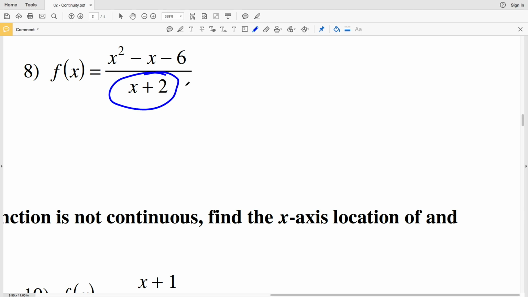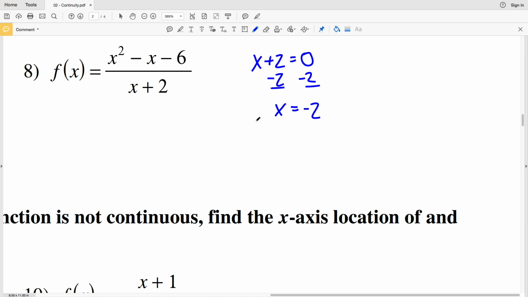For number 8, our function has a point of discontinuity when x plus 2 equals 0. So I'm going to subtract 2 from both sides to get that x equals negative 2. So my point of discontinuity is at x equals negative 2. That means from negative infinity to negative 2 my function is continuous, and then again from negative 2 to positive infinity my function is continuous.